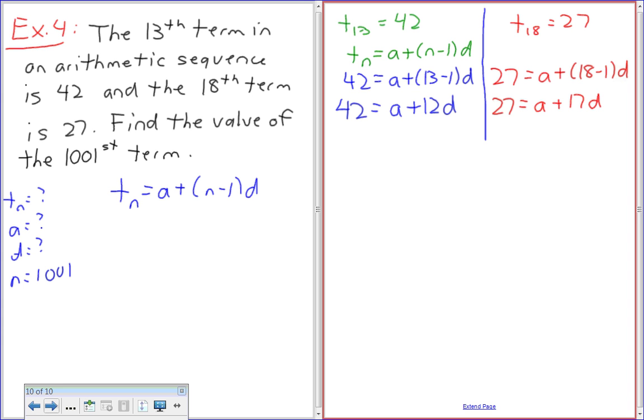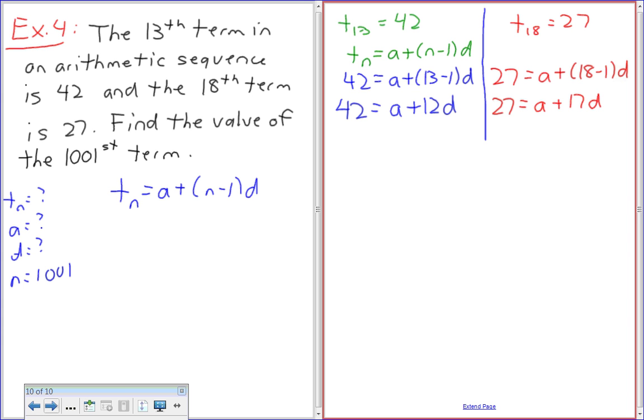We're okay on where those came from, I hope? Yeah, go ahead. Why did you put the T13 equals? Well, because what I just did is I was just sort of summarizing the information that I know. The 13th term is 42, that's what I know. So that's what I'm writing here: T13 is 42. So the Tn, the value is 42, and the n you get is 13. That's what you get from there.